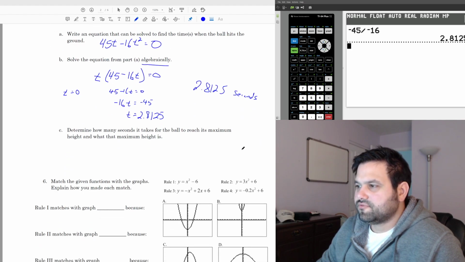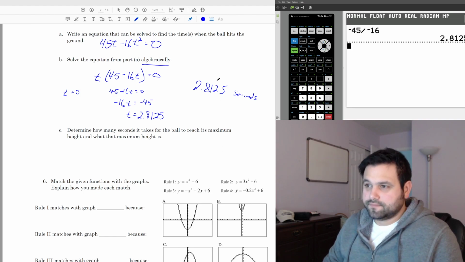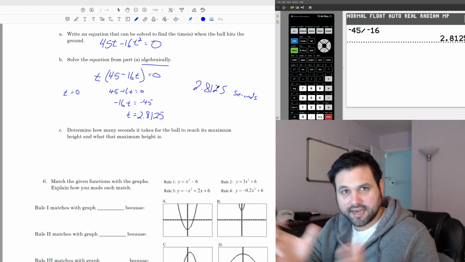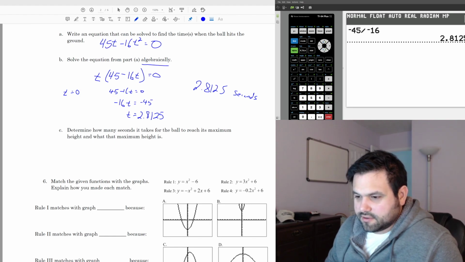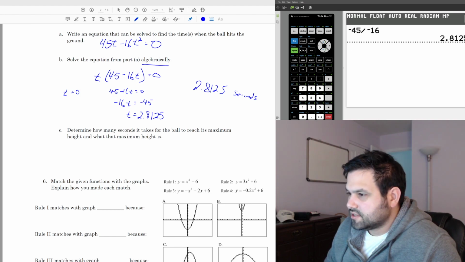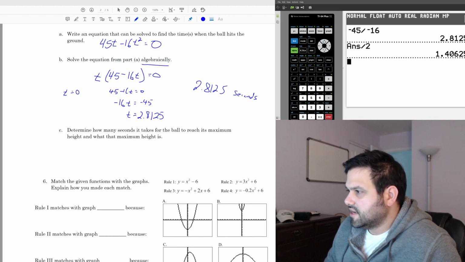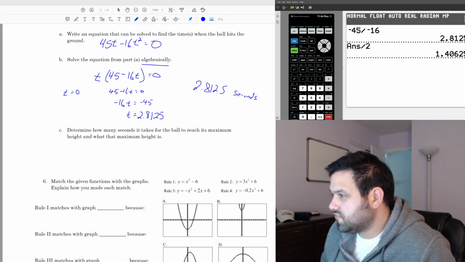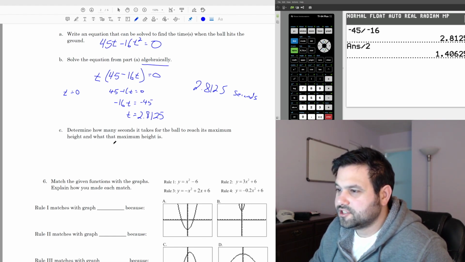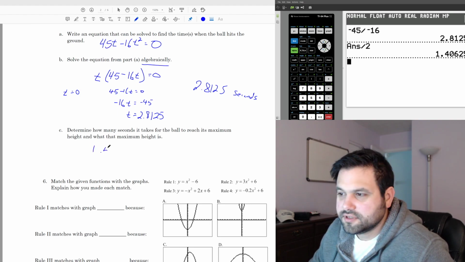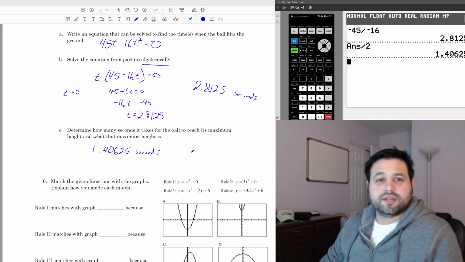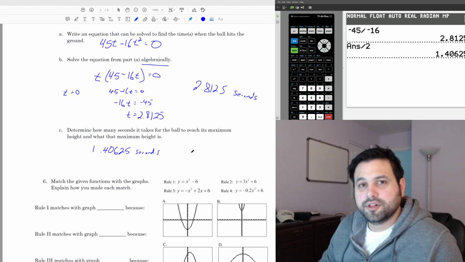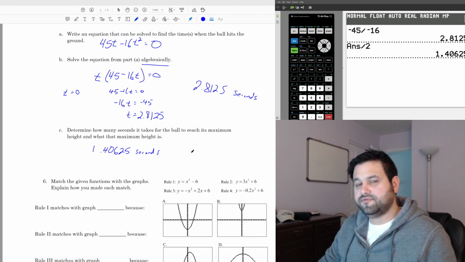How many seconds will it take for the ball to reach its maximum height? Well, we can use that idea where it's going to be right in the middle there. So what's in between 0 and 2.8? Well, let's just figure out what half of that is. About 1.4. I'll just use the whole thing there. 1.40625 seconds. And then it basically wants to know what the value of the function is. So we're going to plug that value into the function.